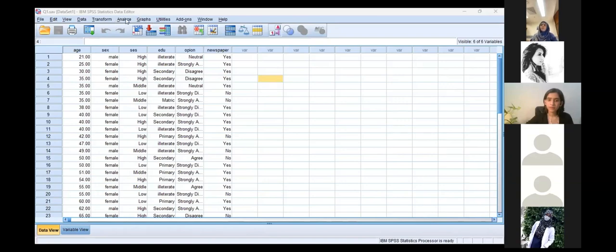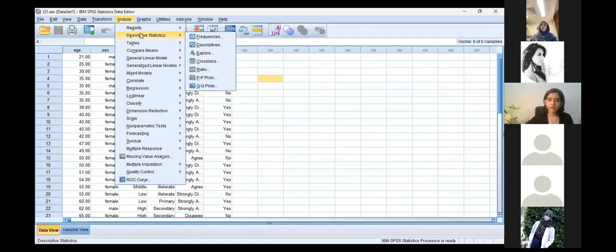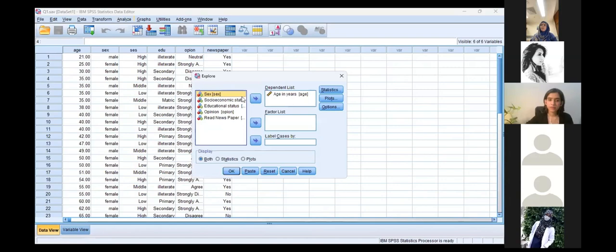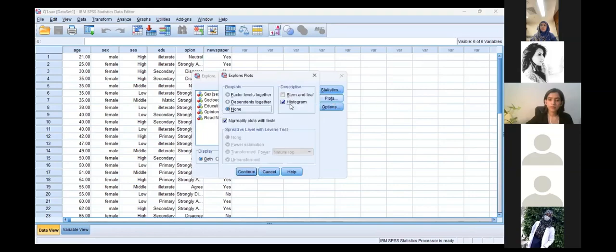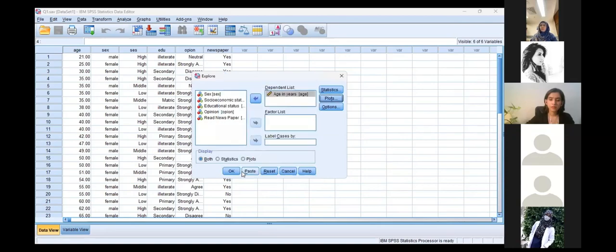Okay. So what we do, we go to analyze, we go to descriptives, we go to explore, right? And then over here you put the quantitative variable. Over here, age was there. You put it in the dependent list. You go to plots, right? In plots you will be interested in histogram and normality plots with test. So what is normality plots with test? It's the Kolmogorov and the Shapiro test, right? Then you go to continue and you do OK.